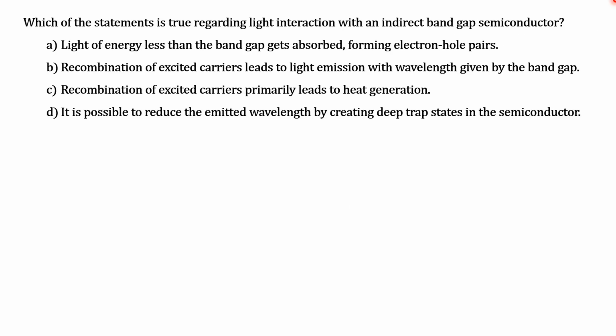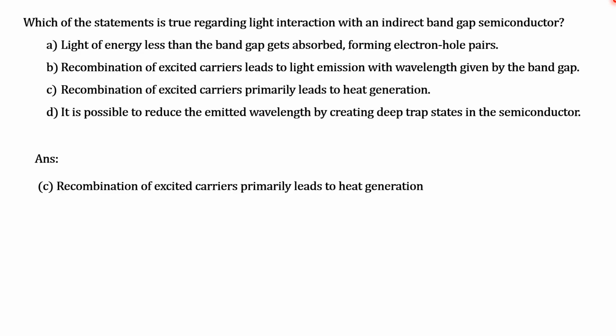Yes, madam. So next question: which of the following statements is true regarding light interaction with an indirect band gap semiconductor? Light of energy less than the band gap gets absorbed, forming electron hole pairs. Recombination leads to light emission. Recombination leads to heat generation. It is possible to reduce the emitted wavelength by creating deep trap states in the semiconductor. Option C, ma'am. Yes, recombination of excited carriers primarily leads to heat generation. In the case of a direct band gap, it would be both heat and light generation. That is the only difference.